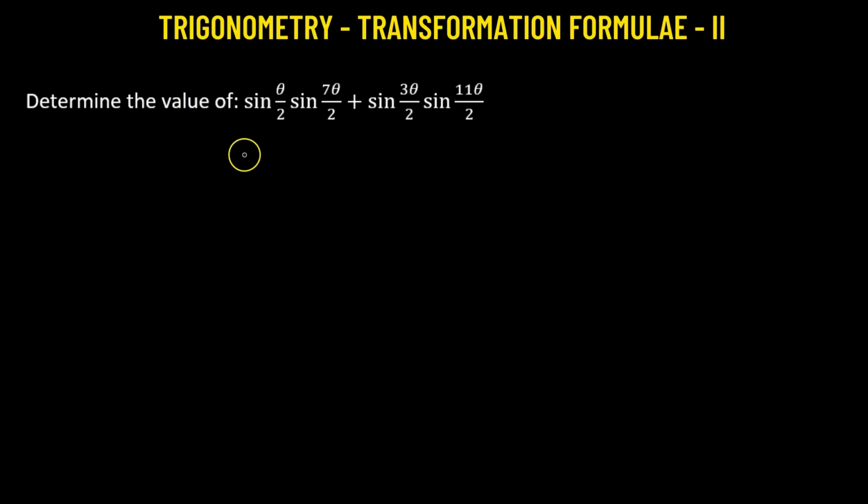So here in this problem, we need to determine the value of the given trigonometric expression. So let us begin. Now, we see here that the first term comprises the product of two sine functions, and also in the second term we have the product of two sine functions. What we'll do first is try to convert the product to a sum of two trig functions by using a transformation formula, stated here.